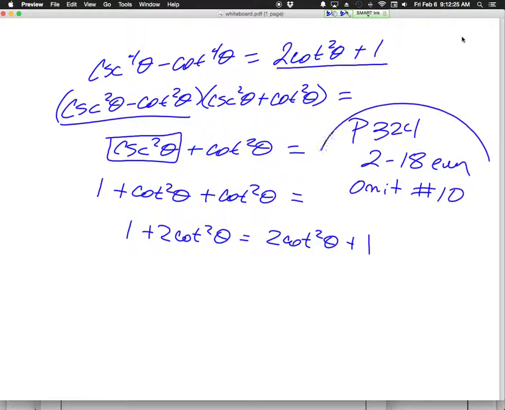Omit number 10. All right, 2 to 18 even, omit number 10. If you want a challenge, number 10 is a challenge. It's pretty tough. I'm just saying, for you guys, it's a step above everything else.